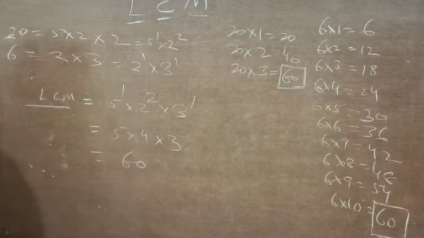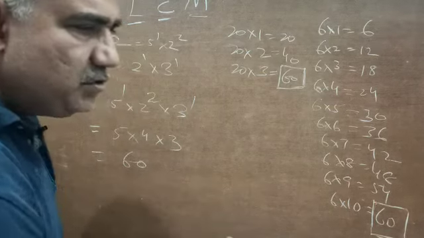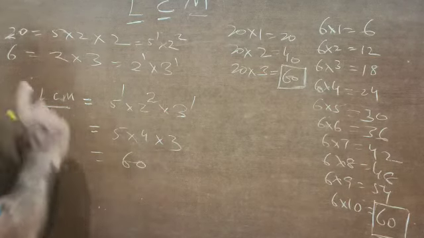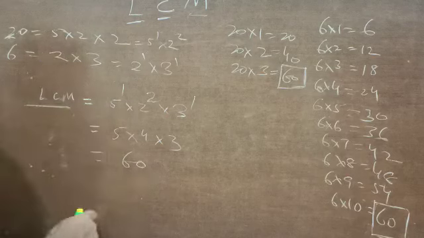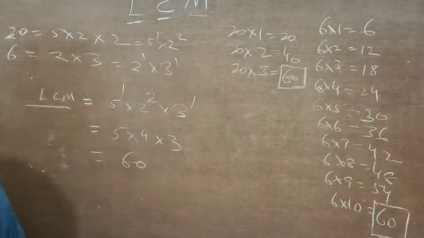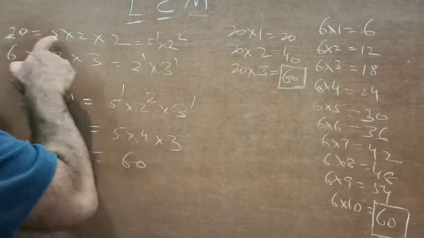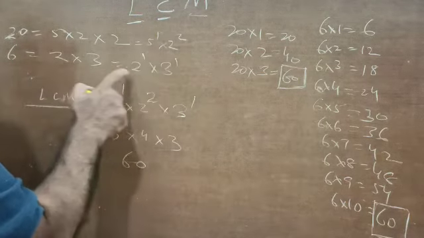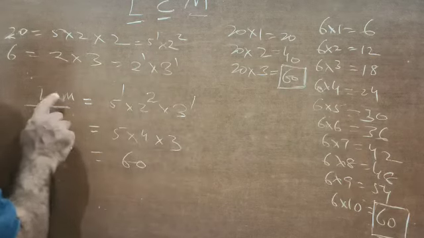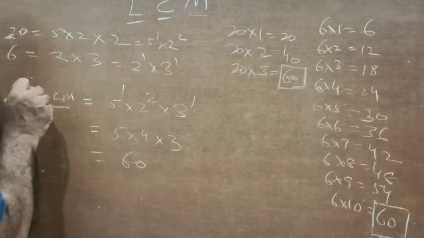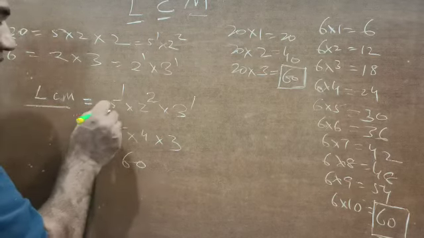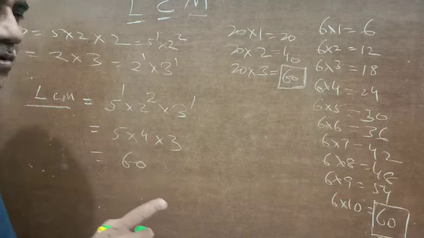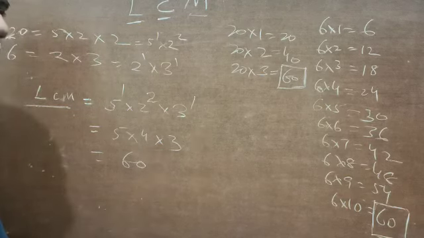This is the procedure, and this is enough to fetch you all the marks assigned to this topic in your exam. Two numbers are given. First we make the prime factors, then write them in power notation: 5 into 2 into 2 is written as 5 raised to power 1 and 2 raised to power 2, and 2 into 3 as 2 raised to 1 and 3 raised to 1. For finding the LCM, every book says, and this is the standard procedure, take all the factors, whether they are common or not. In HCF we took only common factors. Here we take all the factors, common or not.